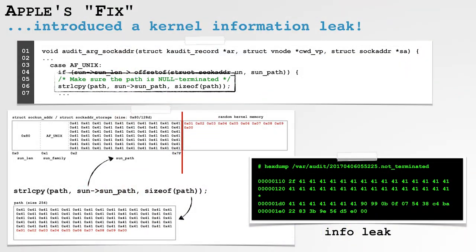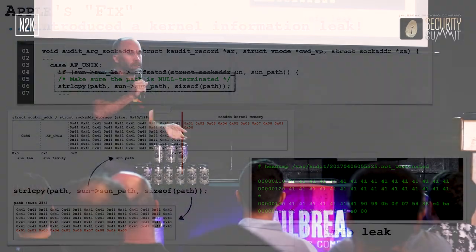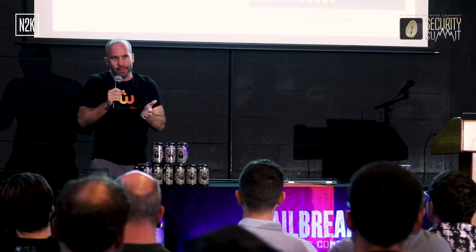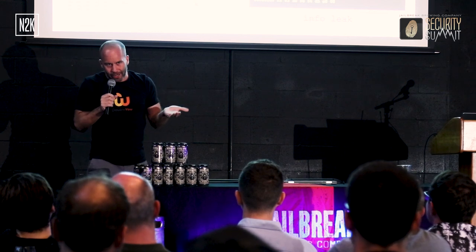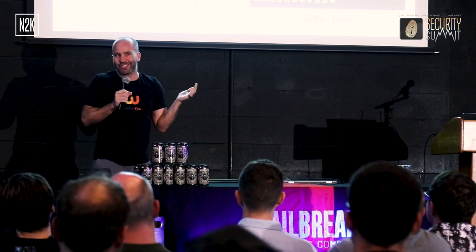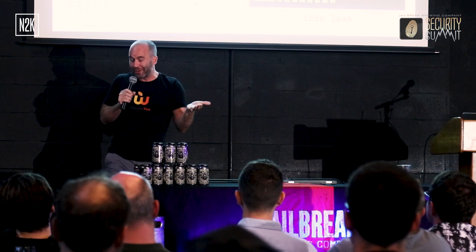And now let's talk about Apple's fix, which is hilarious. So remember, they're trying to check if a buffer is null terminated. That's important so that you can do string operations. They even have a comment in the code that says that's what they're trying to do: make sure the path is null terminated. What they did is replace the null termination check with a call to basically a strcpy, a strlcpy, which is a safe strcpy. But what does strcpy need? A null terminated string. And remember, there's no guarantee that this string is null terminated. That's what they were checking in the first place.